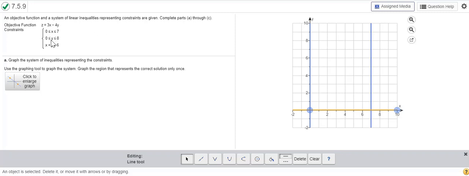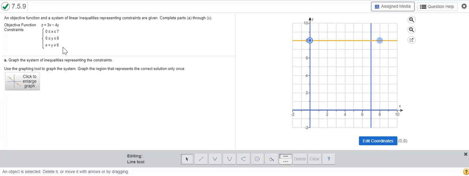And then the other constraint with y is that y has to be less than or equal to 8. So the y of 8 is here. So we're going to click on our line tool and draw in a horizontal line for that y value of 8. So that basically just creates this box here.